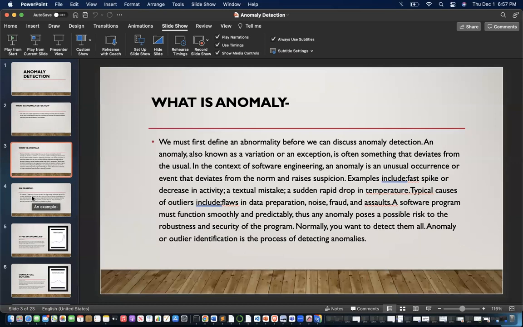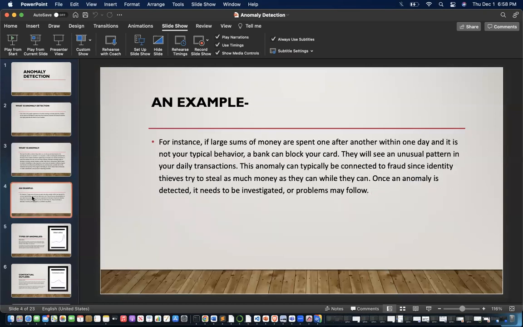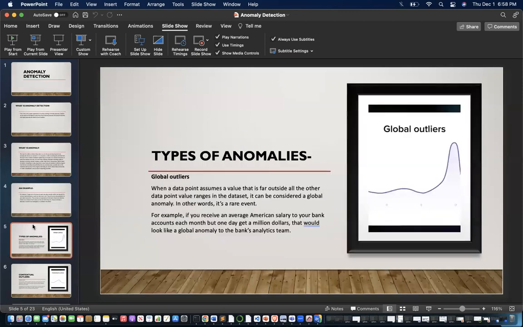A software program must function smoothly and predictably. Thus, any anomaly poses a possible risk to the robustness and security of the program. Normally, you want to detect them all. Anomaly or outlier identification is the process of detecting anomalies. For example, if large sums of money are spent one after the other within one day and it is not your typical behavior, a bank can block your card. This will see an unusual pattern in your daily transactions. This anomaly can typically be connected to fraud since identity thieves try to steal as much money as they can.